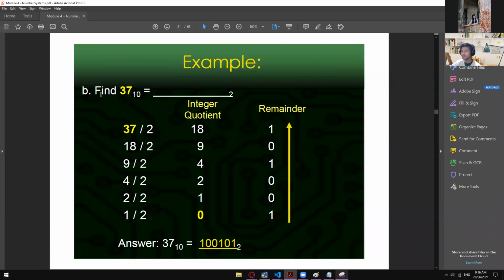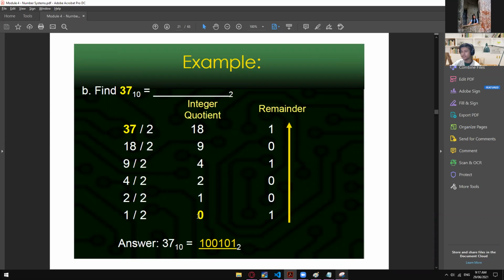So let's have more examples, letter B. 37 base 10 to binary, so still binary. Our divisor is still 2. So 37 divided by 2 is 18, remainder 1. 18 divided by 2 is 9, remainder 0. 9 divided by 2 is 4, remainder 1. 4 divided by 2 is 2, remainder 0. 2 divided by 2 is 1, remainder 0. 1 divided by 2 cannot be.